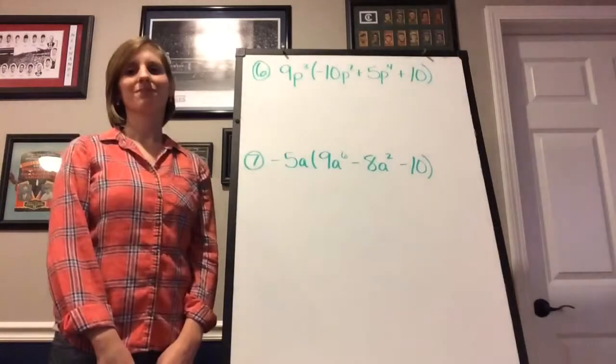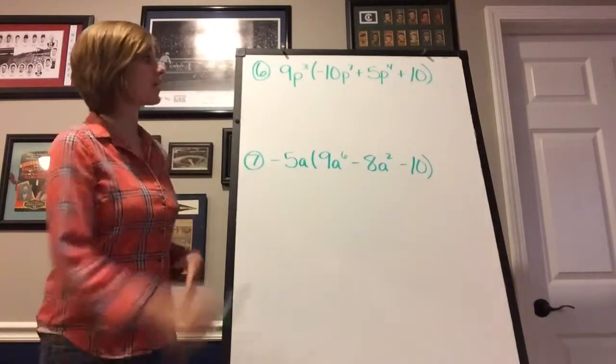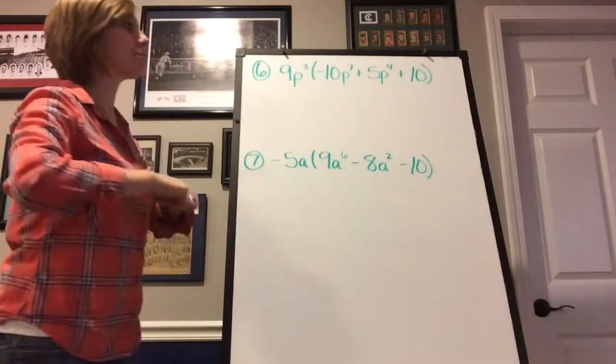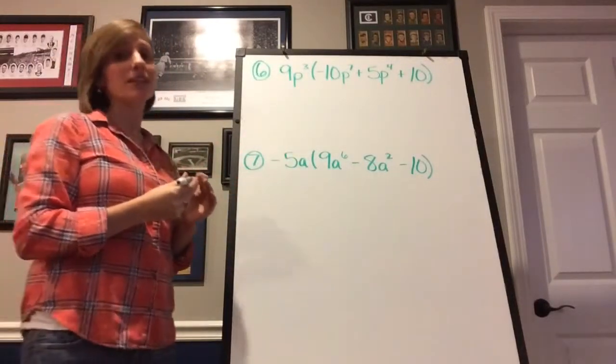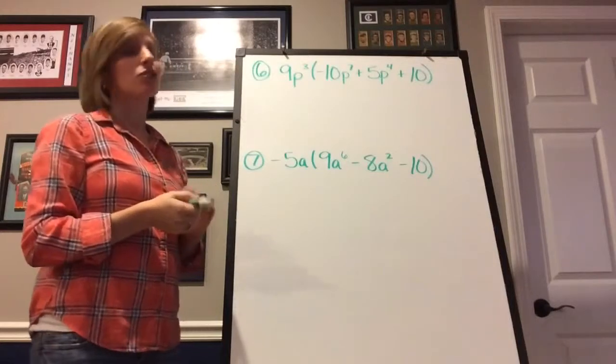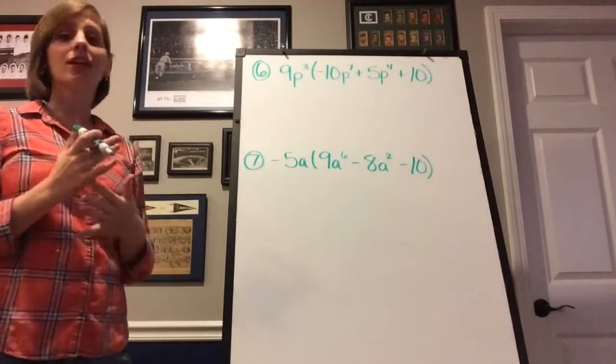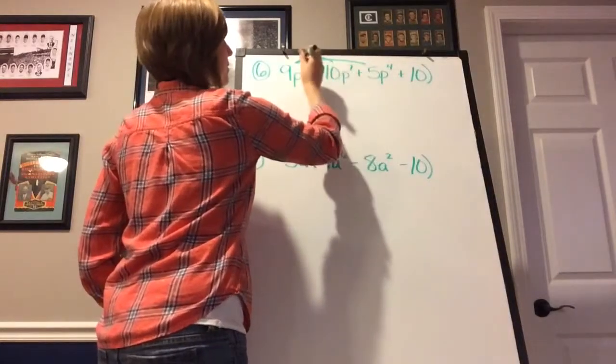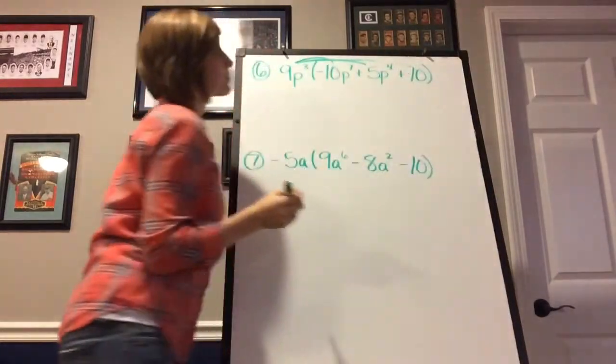For problem number 6, we have 9p to the 3rd, and we're multiplying that by negative 10p to the 7th plus 5p to the 4th plus 10. So our first step here again is to do that distributive property. Take the 9p to the 3rd and distribute it to all 3 terms.